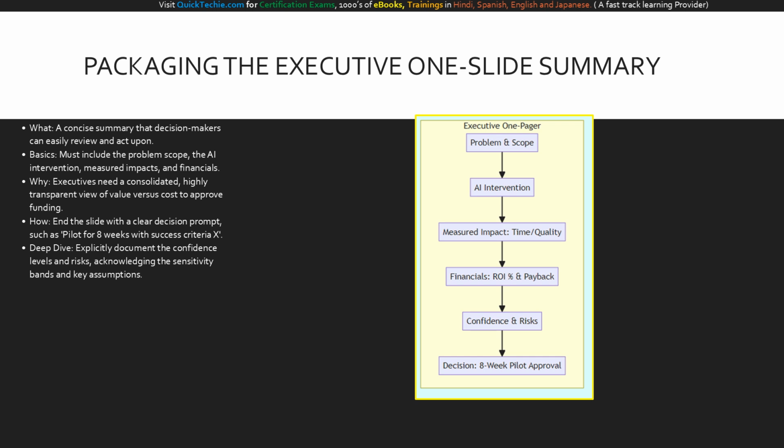Crucially, before the final ask, the flow inserts confidence and risks, proving you have evaluated the downsides. Only then does it culminate in the final node, decision, 8-week pilot approval. This logical flow prevents confusion and directly connects the business problem to the financial request.